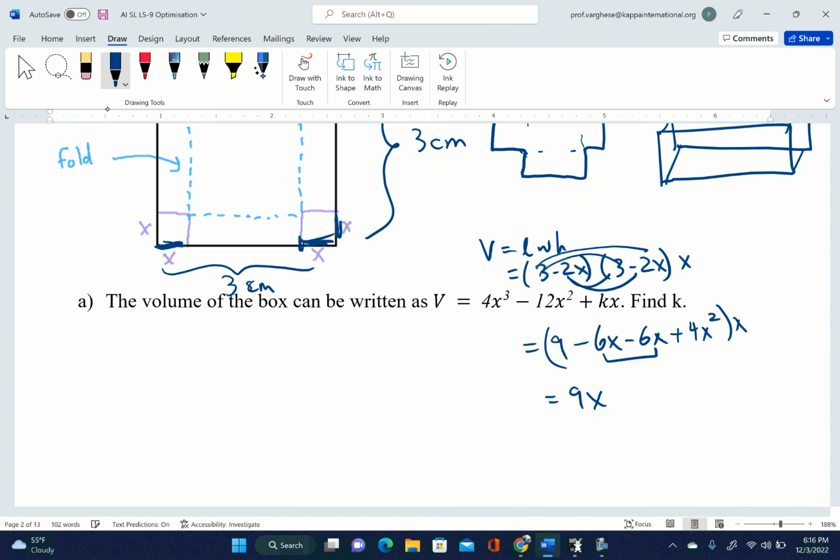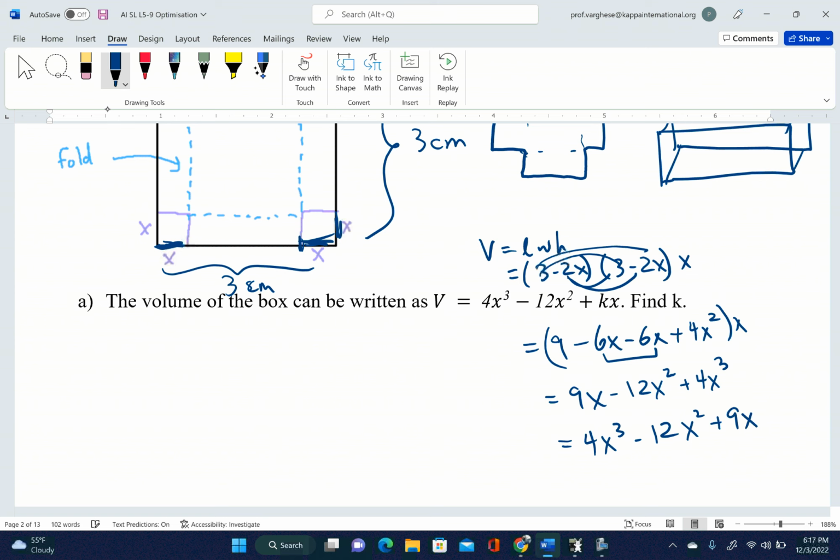Negative 6x times 2 is negative 12x, times x is going to be negative 12x to the second power, and then 4x squared times x is going to be positive 4x squared. If I were to rewrite this in descending order, starting with the x cubed term, I would have 4x to the third minus 12x squared plus 9x.